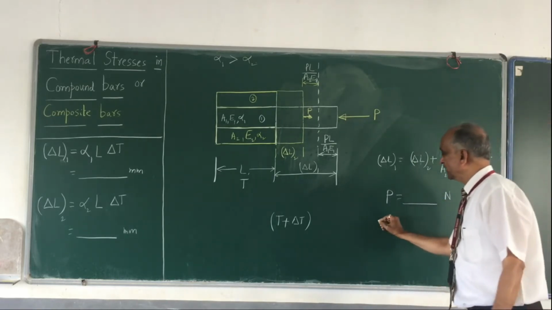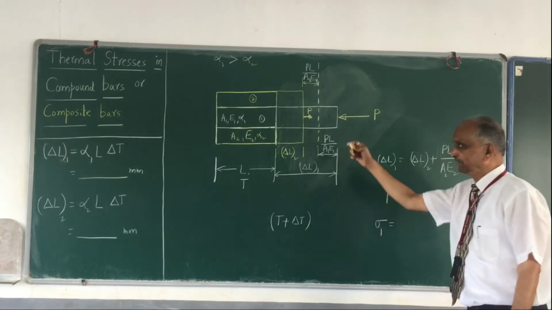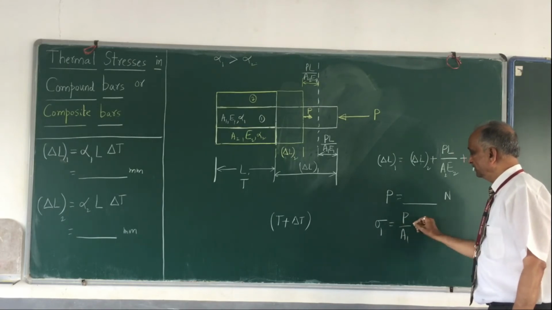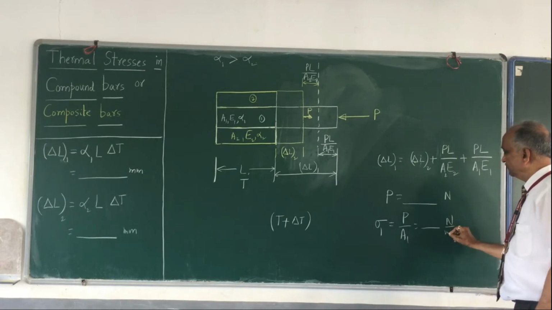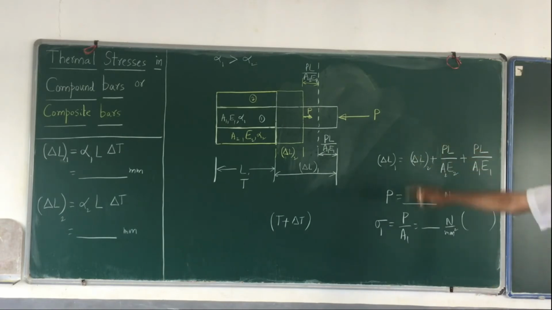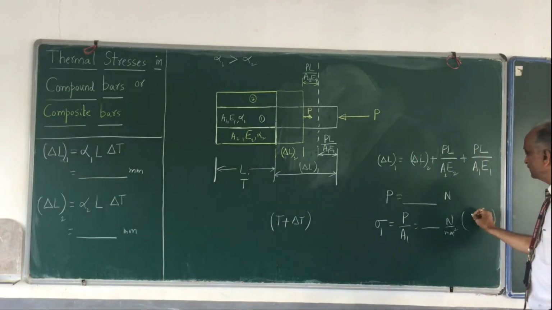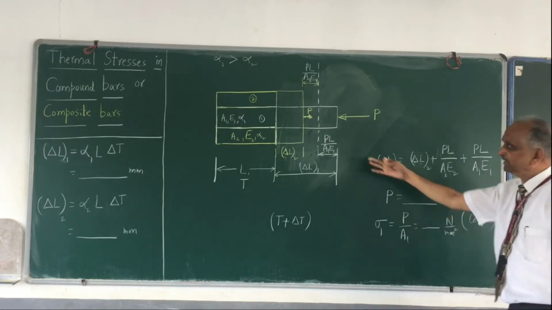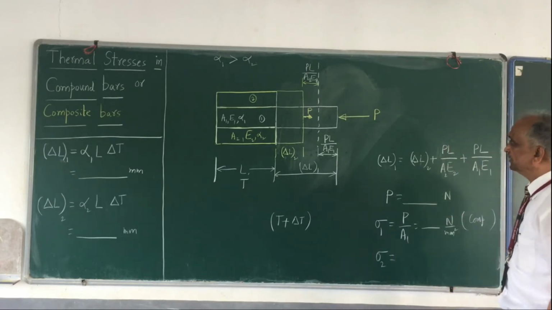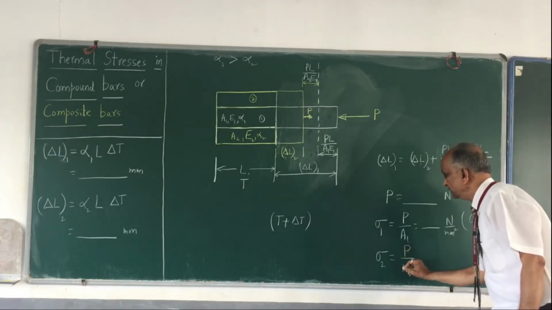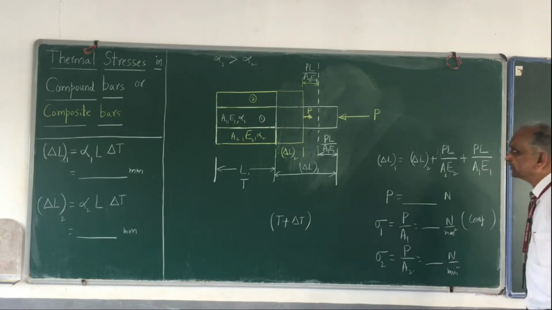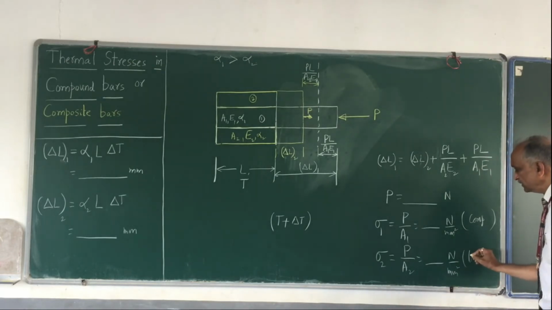Then if you want to find the stress in material number 1, that is nothing but P divided by A1. This is so many Newton per millimeter square, and inside the bracket write down the nature of the stress. What is the nature of the stress in material 1? It has to be compressive, as you can easily see here. And similarly, what is the stress sigma 2 in material 2? That is also P divided by A2. This also is so many Newton per millimeter square. And what is the nature of the stress? It is tensile.